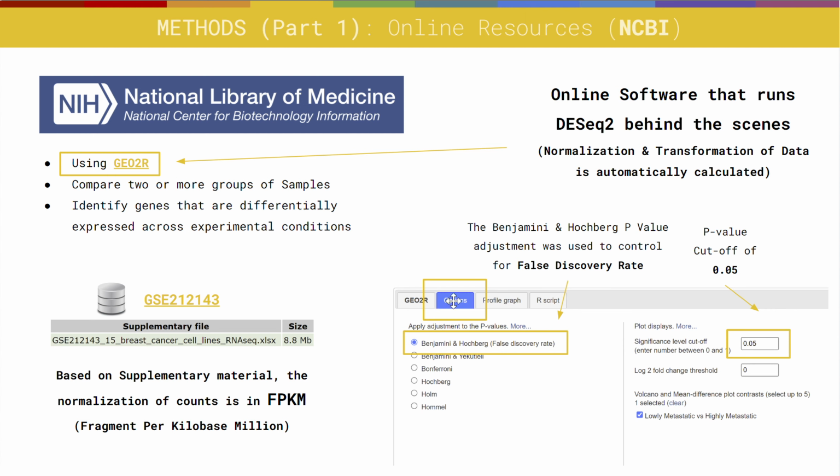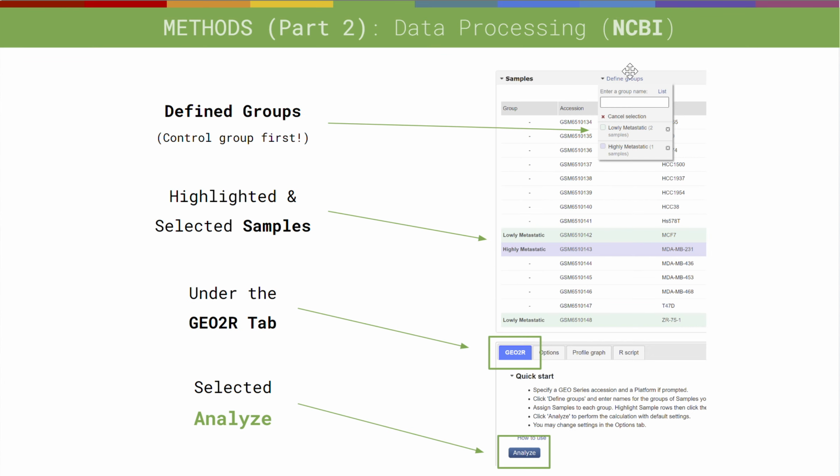And in the options menu, the Benjamini-Hochberg p-value adjustment was used for false discovery rate, and a p-value cutoff of 0.05, which is basically the norm. I could have gone lower, but when I tried 0.01, I got around 800 significant genes, while with this I got a bit more, around 1200. We'll see after. Here, data processing.